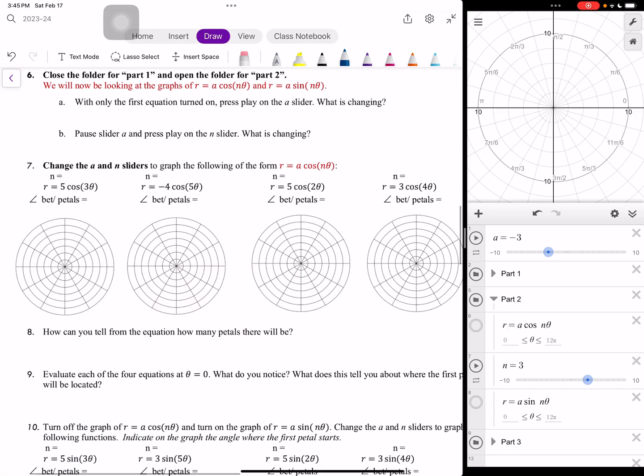It says close the folder for part 1. I just did that. Open it up for part 2. And now we're looking at 2 new functions. We're going to take a look at r is equal to a times cosine of n theta. So now we're going to affect the period of the function.